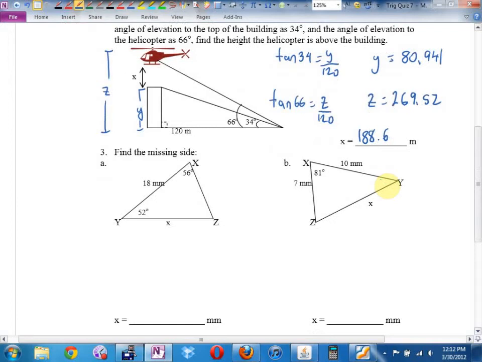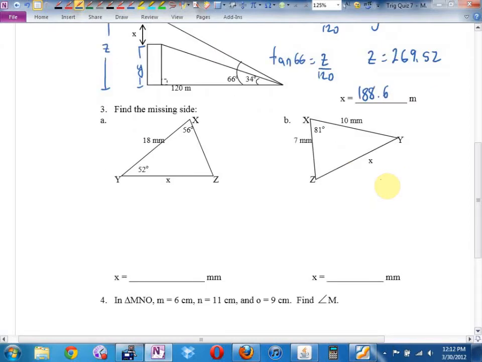3. Find the missing side. Sine law or cosine law in A? Sine law? I don't have a pair. Oh, yes, I do, but it's not blatant. Do I know 2 angles? Well, then I know 3. And that's when I have my pair.